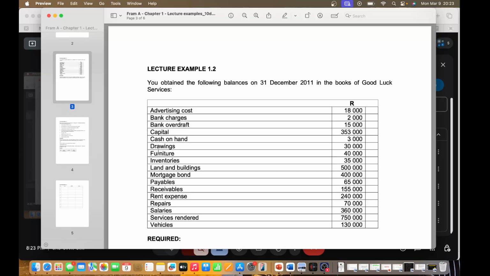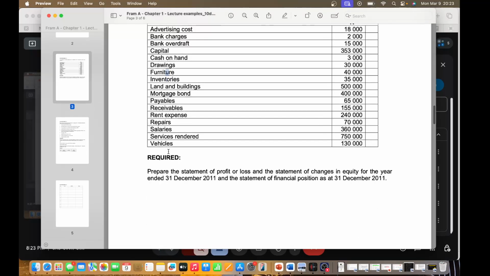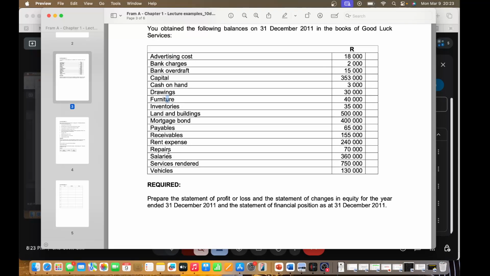So we're doing lecture example 1.2 and then 1.3 as well, right? So lecture example 1.2 here, they're telling us that we need to prepare the statement of profit or loss and the statement of changes in equity and also the statement of financial position. So here they're asking us for the three statements, of course.